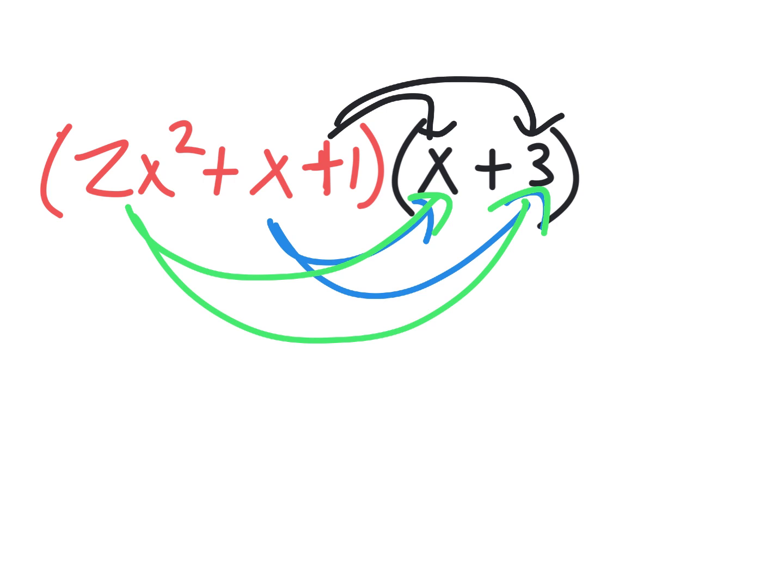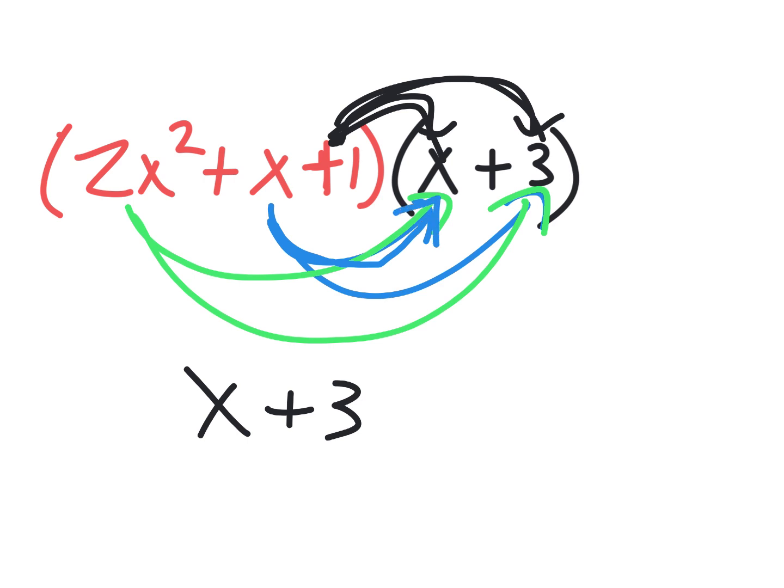So I'm going to do the black ones first, and that's 1 times x is x. 1 times 3 is 3. And I made them all positive to keep your life a little bit better. Now I'm going to do the blue ones. X times x here is x squared. Where do I put it? I can put it anywhere I want. I'm going to gather my like terms later. X times the 3 is 3x.